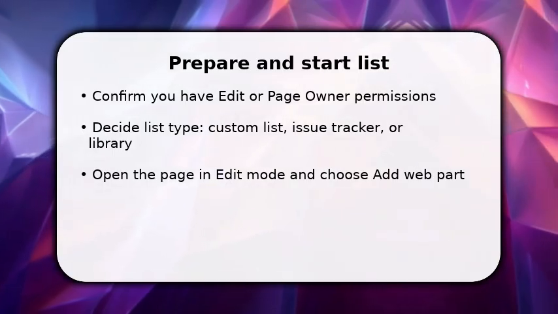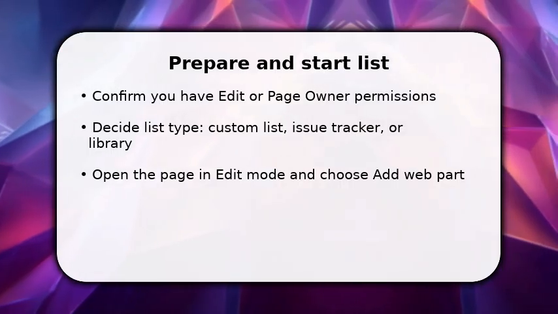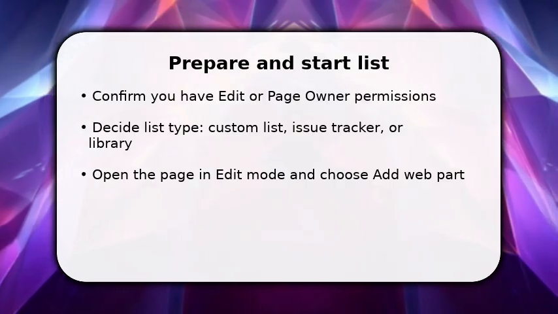Now, open the SharePoint page in edit mode and select Add a Web Part. This first action places the list container on the page and prepares you to configure columns and appearance.